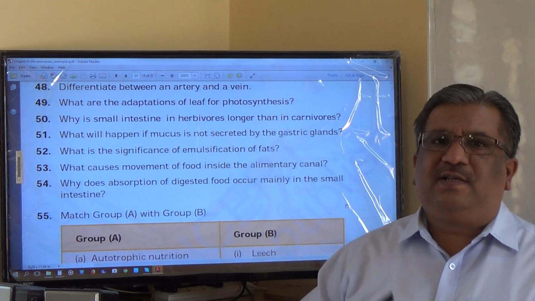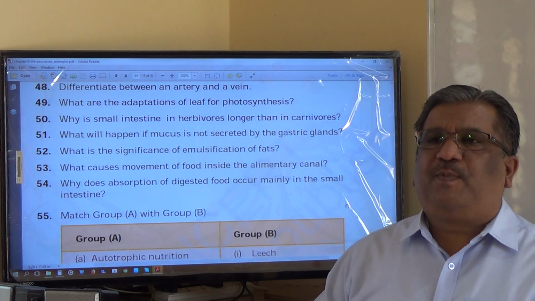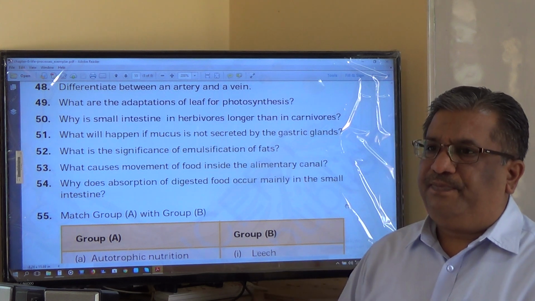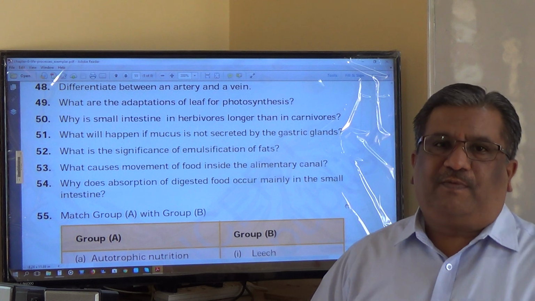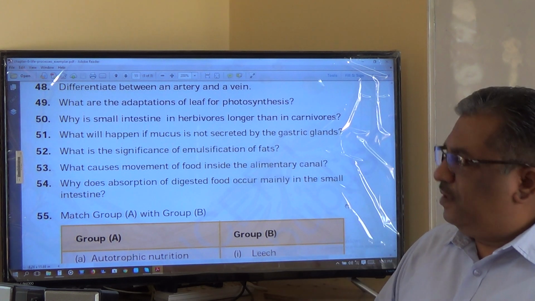Leaves provide a larger surface area for exchange of gases. Leaves provide larger surface area for absorption of the energy. And what else? Leaves contain chlorophyll for photosynthesis. Let me check the book.